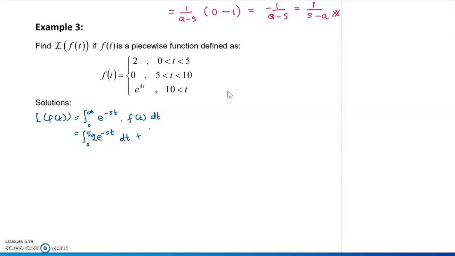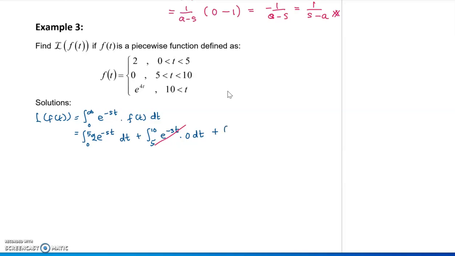And then for the second interval, it is from 5 to 10. e^(-st) times our f(t), which in this interval is 0, and then we have dt. And then we can see that this part is actually 0. We can cancel out, because 0 times the exponent is 0. That's for the second interval. So basically, you can just ignore the second interval.